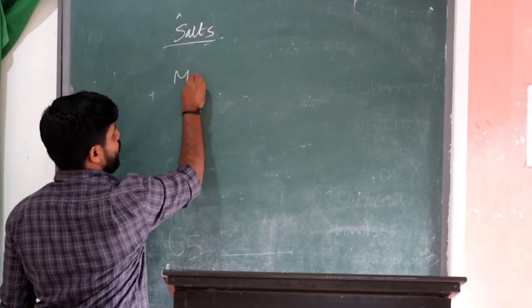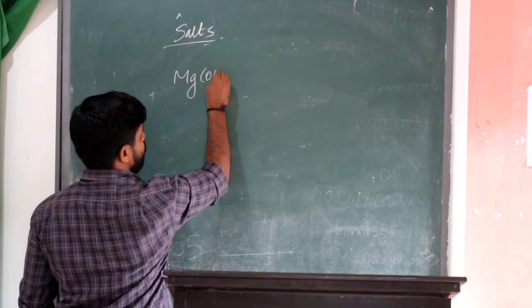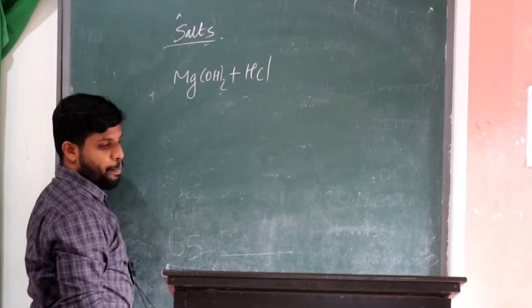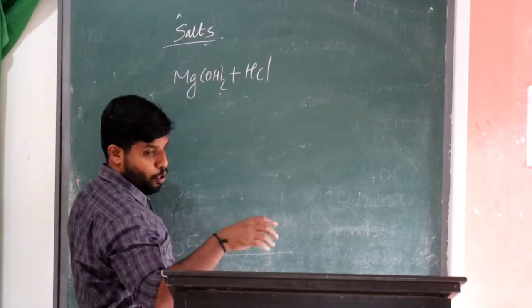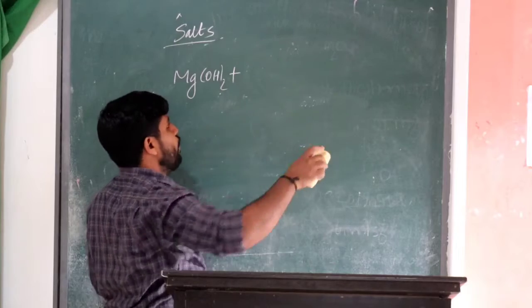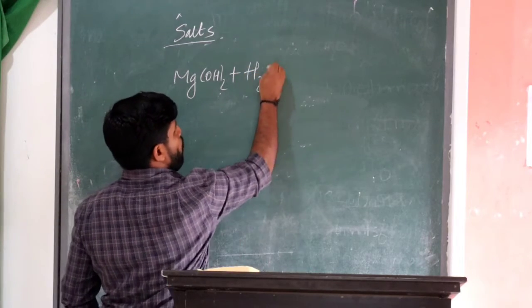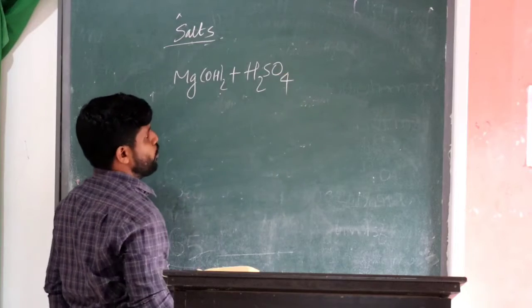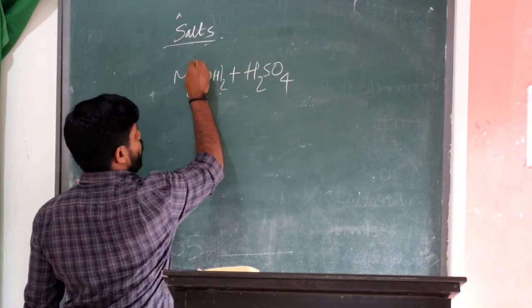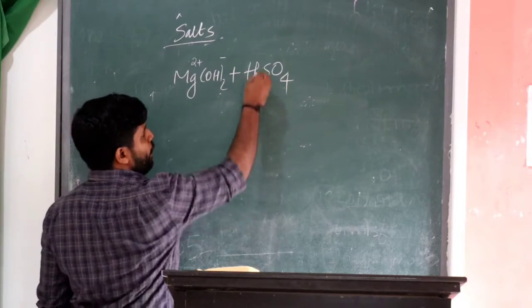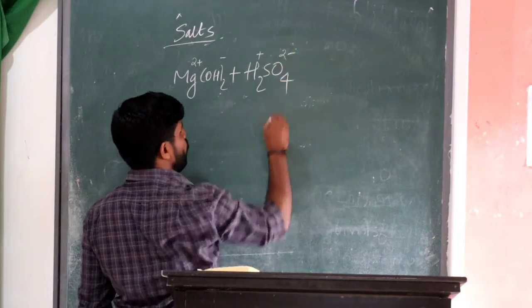There it is, magnesium hydroxide, Mg(OH)2. If it is reacting with HCl, sorry, instead of HCl you can take one change in acid: H2SO4, sulfuric acid. So what happens? Here Mg2+ and OH- are there, and here H+ and SO4 2-.